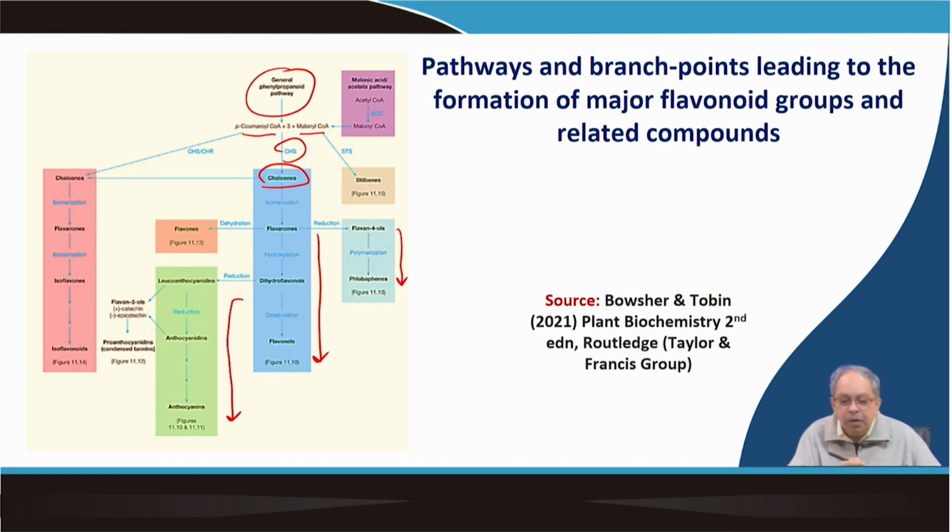Maybe I will discuss all these things in due course, and flavones, and also that these chalcones can take part in the formation of isoflavones, which are basically dominant in the legumes. So, these are the pathways and branch points leading to the formation of major flavonoid groups and related compounds like isoflavones, isoflavonoids, anthocyanins, and then proanthocyanidin, that is condensed tannins, which also form this way. So, like this it joins together, and also stilbenes, stilbene we will see now.